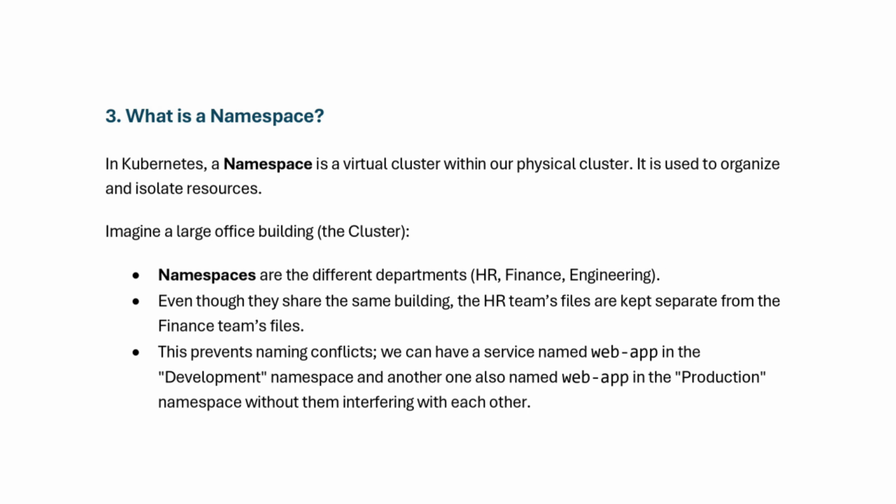Now, what is a namespace? In Kubernetes, a namespace is a virtual cluster within our physical cluster. It is used to organize and isolate resources. We can imagine a large office building as the cluster, where namespaces are the different departments, that is HR, finance, engineering. Even though they share the same building, the HR team's files are kept separate from the finance team's files. This prevents naming conflicts. We can have a service named web app in the development namespace and another also named web app in the production namespace without them interfering with each other.